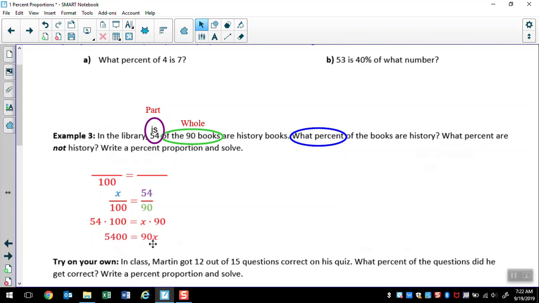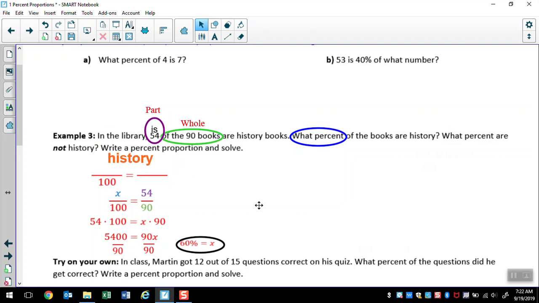And then to undo that multiplication, we're going to divide both sides by 90. We end up with 60%. Remember, we put a percent sign on this one because we were looking for the percent. So 60% of the books are history. All right, I forgot to put that history up there because we were trying to figure out history.